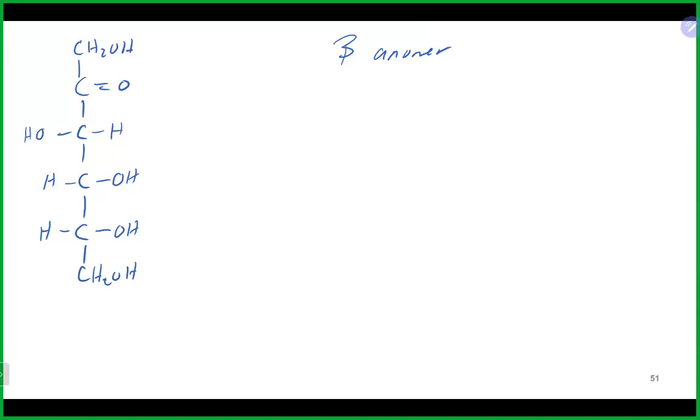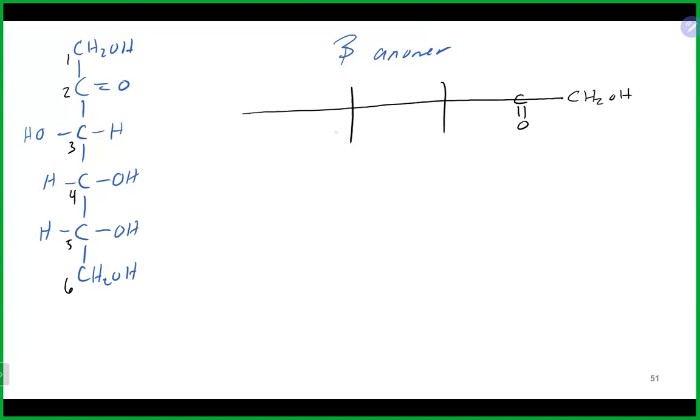Okay, since we're getting to the end here, let's take a look at one more. Again, we're going to number our carbons: carbon 1, carbon 2, carbon 3, carbon 4, carbon 5, and carbon 6. If you drop it on its side to the right, we end up with something that looks like this. This would be carbon 1, carbon 2, carbon 3, carbon 4, carbon 5, carbon 6.